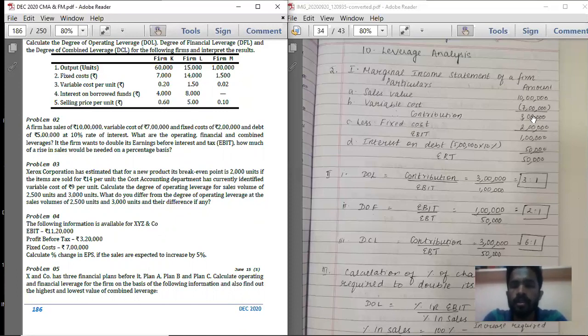Below that, draw the marginal income statement of a firm. Below that, draw a two-column table: first column particulars and second column amount. Below particulars, take down (a) sales value. In the amount column, 10 lakhs.